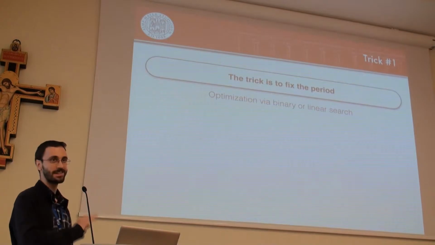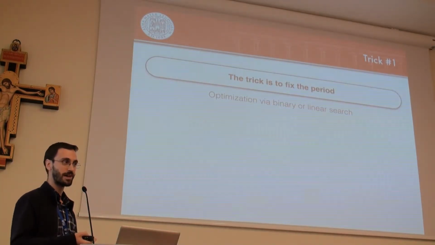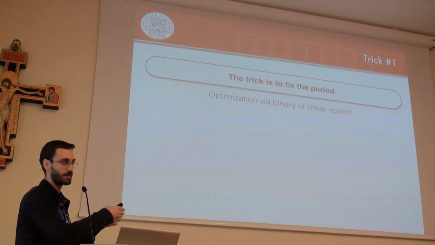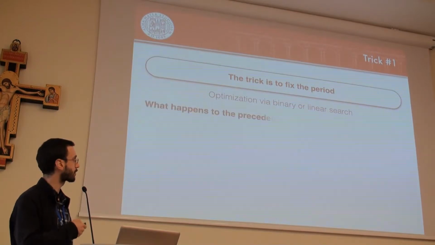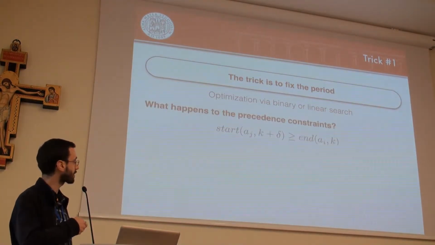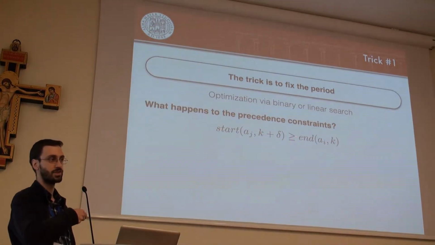So the basic trick is this one. You fix the period. You can still optimize it by doing a binary search over the possible period values, but if you do this, you get two important results. The first one is this. Let's look at precedence constraints. This is a precedence constraint with a delay, right? This is the general case.